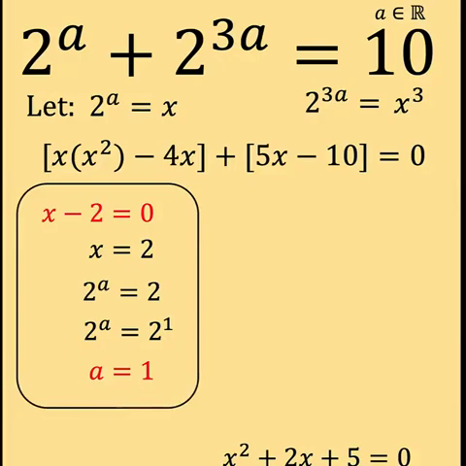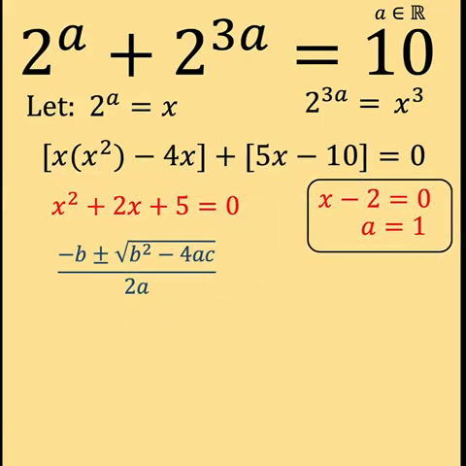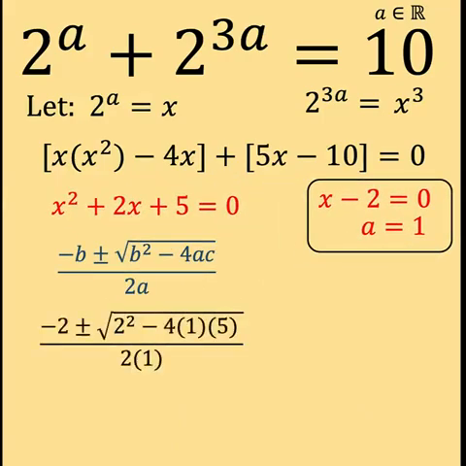Now, where are the other two roots? That would be in this quadratic equation, x squared plus 2x plus 5 equals 0. So let's solve this quadratic equation for x. Let's use this quadratic formula, and substituting the values for a, b, and c, we arrive at this result. And simplifying, we have negative 2 plus or minus, this 2 squared is 4, negative 4 times 1 times 5 is negative 20, then all over 2.